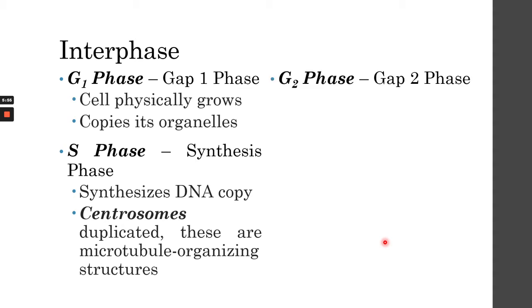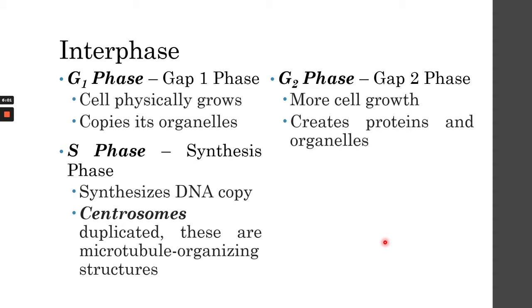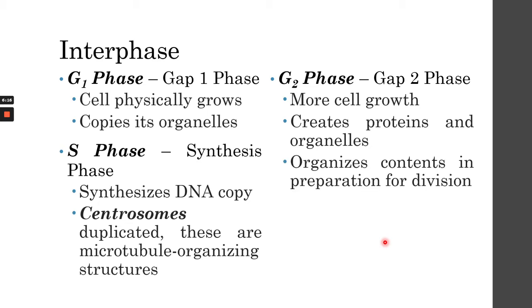In G2 phase, or gap 2 phase, the cell continually grows. Moreover, it creates proteins and organelles. Like I said, it grows because it starts to create more and more copies of its organelles and more proteins for the two new cells to use. Also, at this phase, it organizes the contents na.